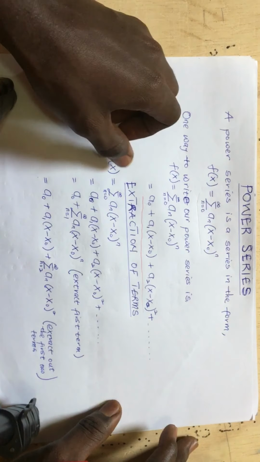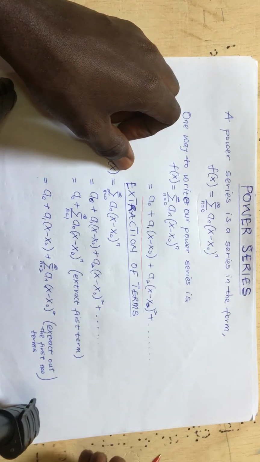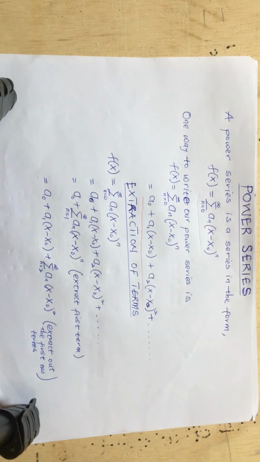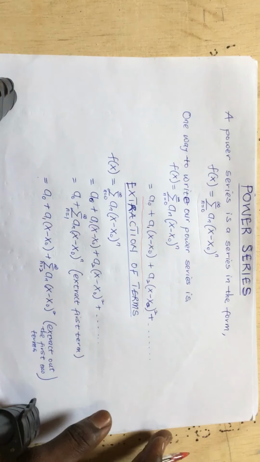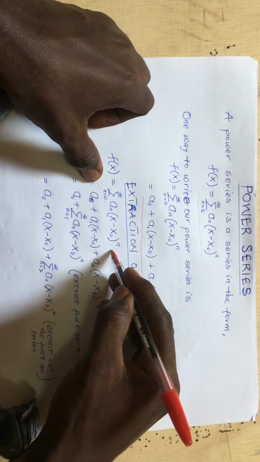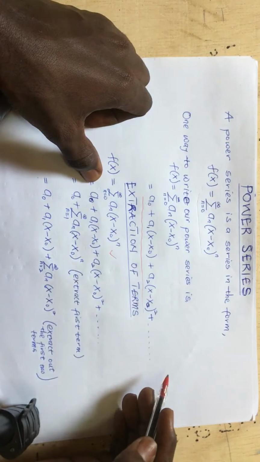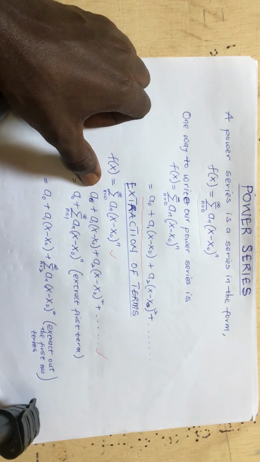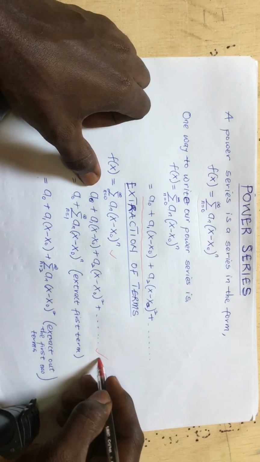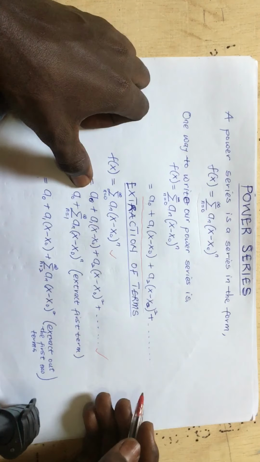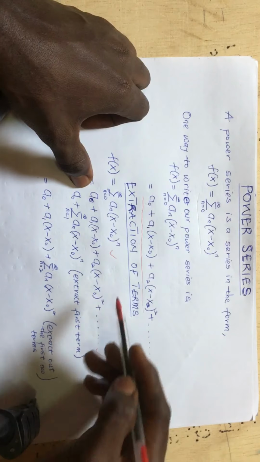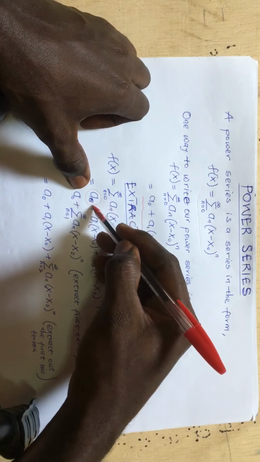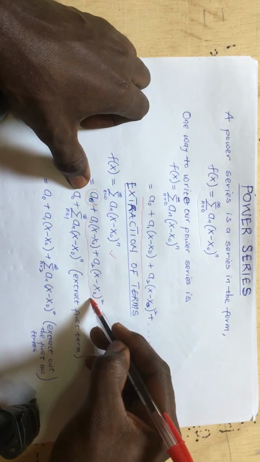From here we are going to look at how to extract terms from this series: how to extract the first term, second term from it. So this is our power series. When we extract the first term from it, that means we are taking the first term out of the series.